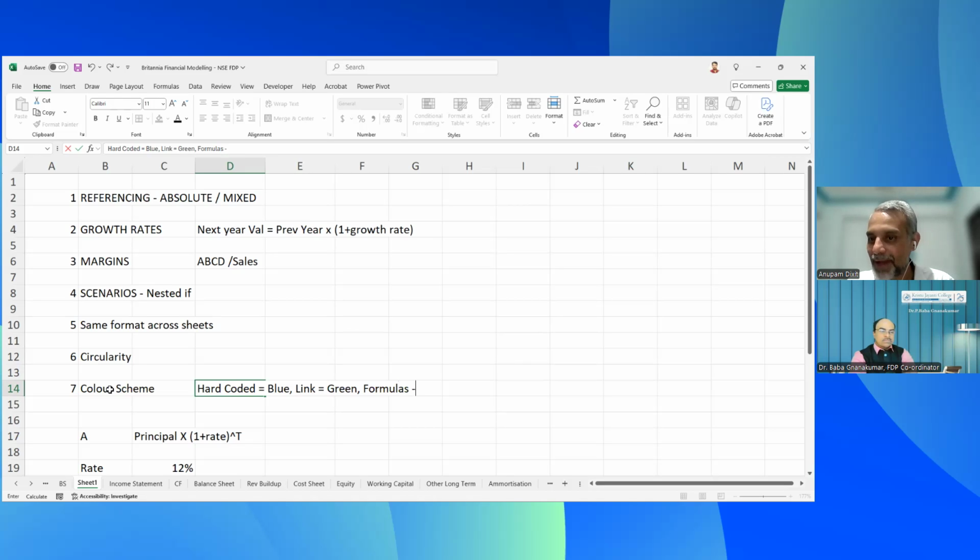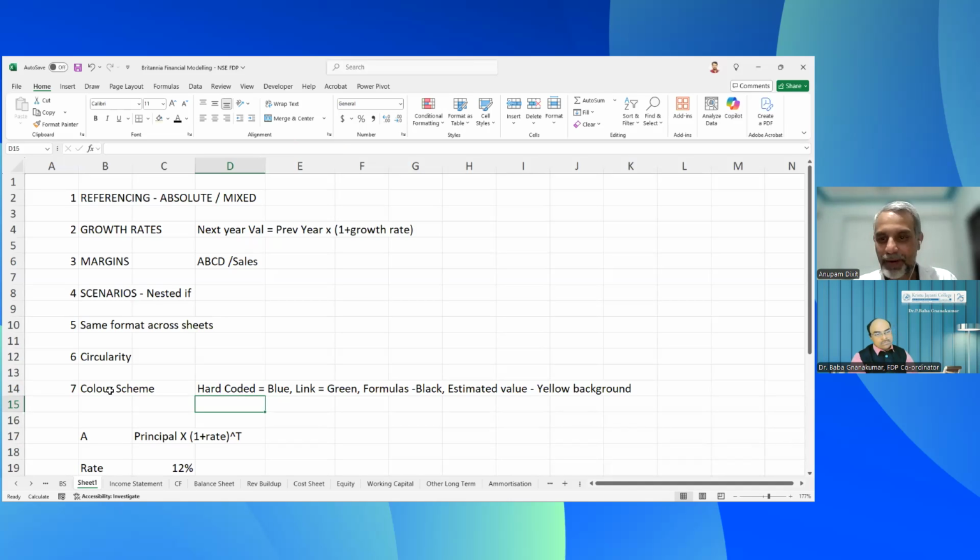Most of the investment bankers use the same model. For formulas, black color. If there is a linkage, green color. When the values are manually inputted, they are in blue color. So that is the color scheme. Also, all those estimated values, or the forecast values, are in a yellow background, to differentiate that these are the forecast values. So this is the basic premise that we are going to start with.